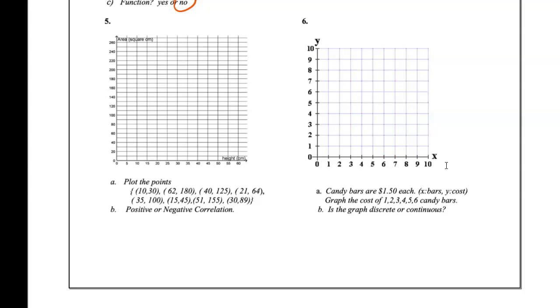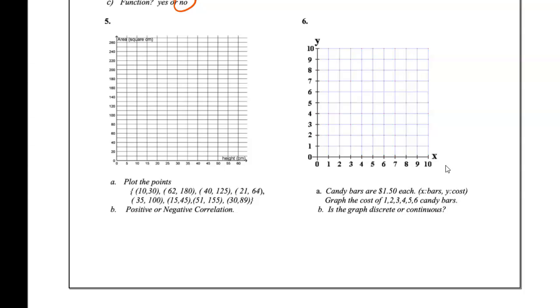Olivia, let's try number 6. So we're graphing it, right? Yeah, and you can kind of just describe to me how to do it. You don't have to give me every little step.